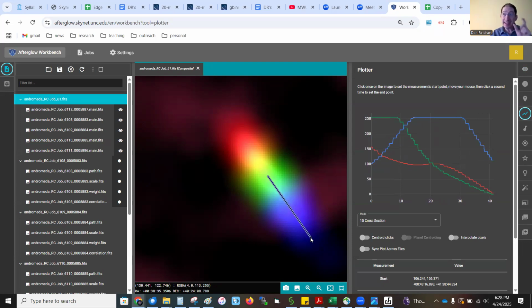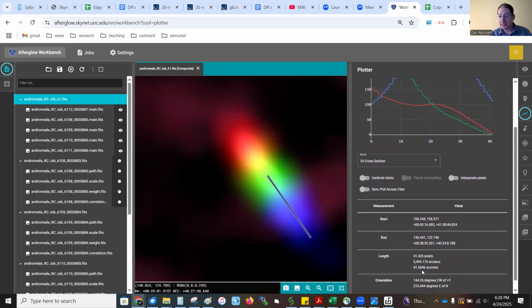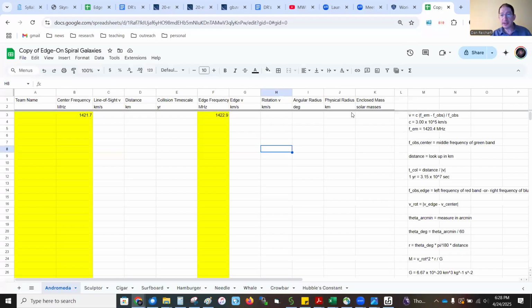Measure the radius, and it's an angular radius. Any distance measured on an image is an angular distance. We can see I got about 90 arc minutes. Okay. And in the spreadsheet, we want the angular radius in degrees. So that would be what I measured, 91, divided by 60 to go from arc minutes to degrees. So I got about 1.5. I said the thing's 3 degrees across in the optical, that's the diameter. The radius would be 1.5. So I got something like that. I'll let you make your own measurement.